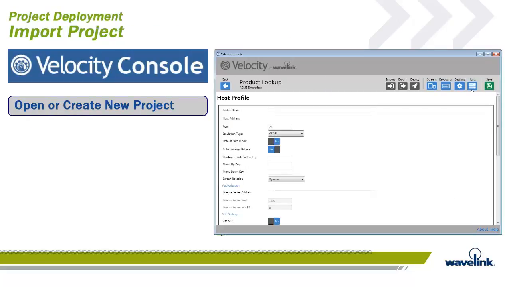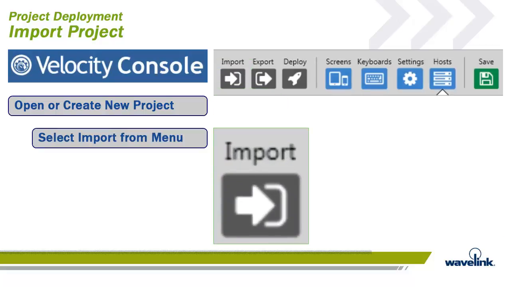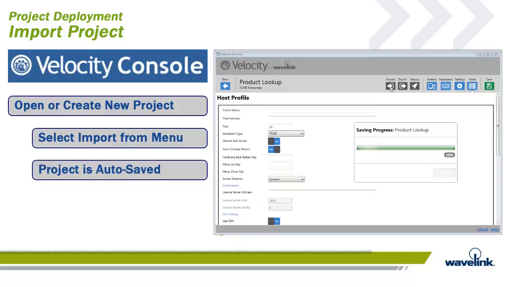You can import an entire project or just certain elements from the Velocity console and integrate them into other projects as needed. When importing a project, you can import the following: screen captures, keyboards, host profiles, formatting rules, and themes. To start an import, open or create a new project. From the project menu, select import. This will cause the project to be auto-saved before the items are imported, but it is best practice in an existing project to make sure it was already saved.